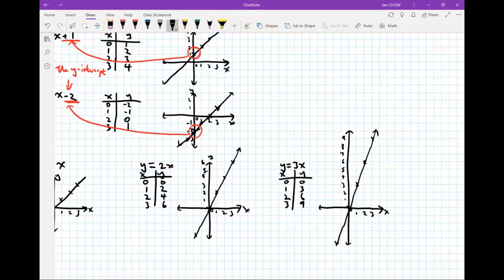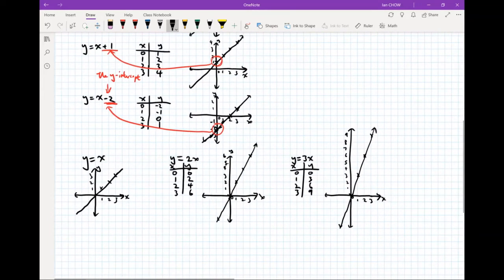Now, what is the difference between these three graphs that we see? The first graph, you can see for every one box that it goes across, it goes up 1. And so it's not very steep. And for y equals 2x, for every one box, it goes up 2 because it's 2 of x. And so here, for every one box for y equals 3x, it goes up 3 boxes.